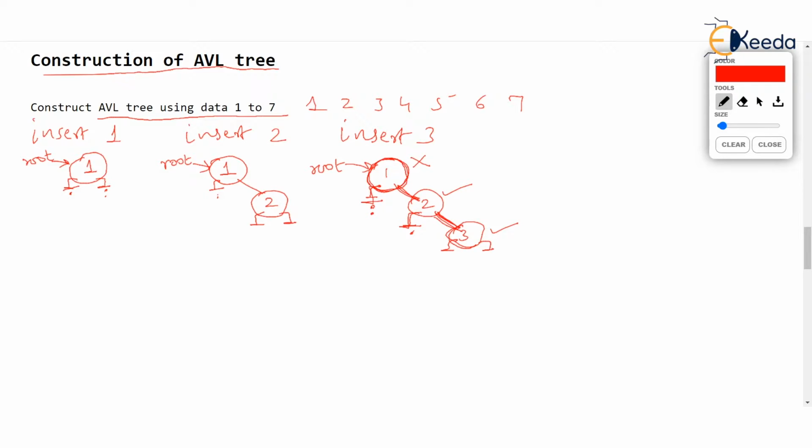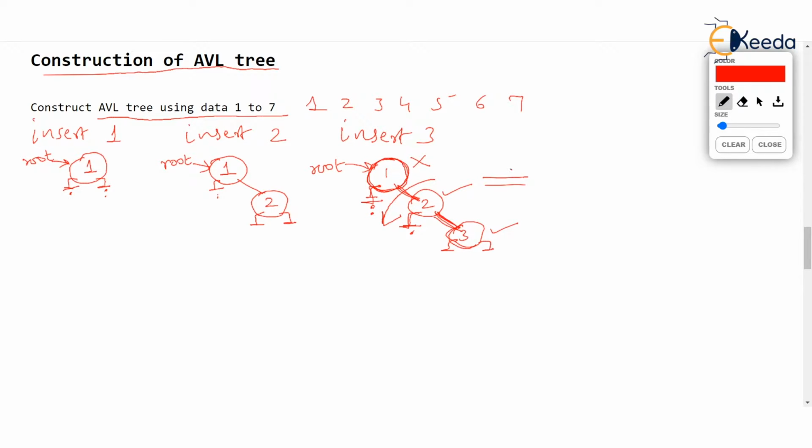So which case is this? This 1 is not balanced due to the right case. Yes, it is very much visible. So how do you handle the right case? To handle the right case, you simply rotate the node which is not balanced. Who is not balanced here? 1 is not balanced. Simply rotate that unbalanced node 1 to the left.